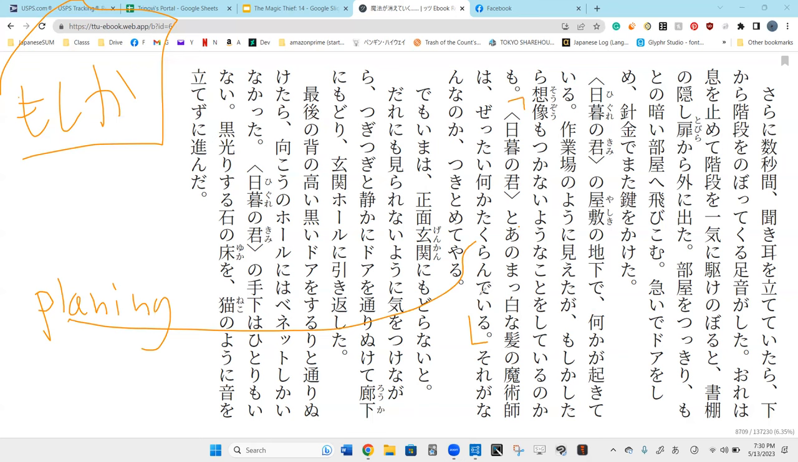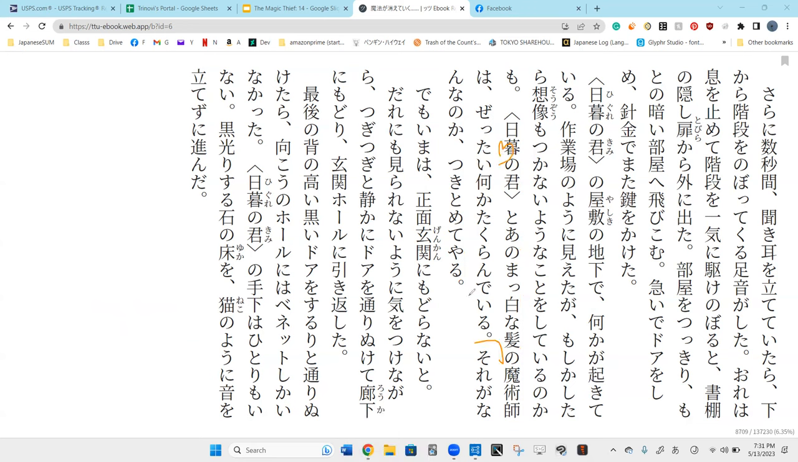わかった。いくれの君と魔術師は絶対何か企んでいる。That means planning. Definitely planning something. Who is? The magician, the white hair magician. It just truly says white here. Hi, really hi, is hi, white hair. And that white hair magician, along with the Lord of Twilight, they're definitely planning something, without a doubt.